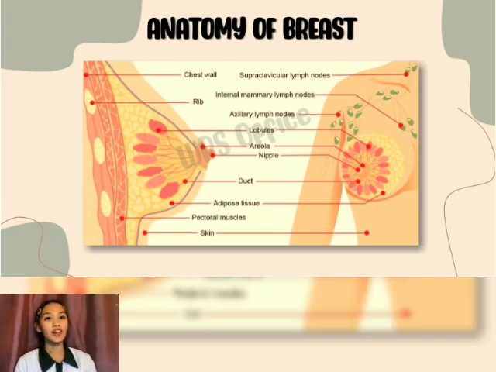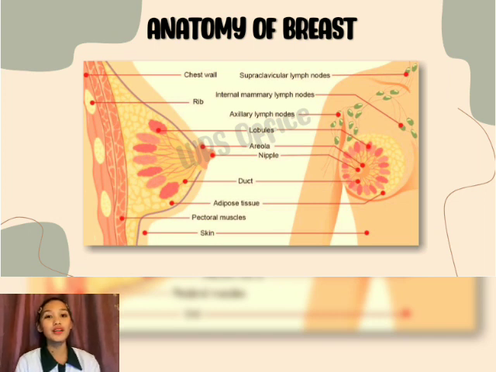As you can see on this figure, these are the components or parts of the anatomy of the breast. So let's discuss them one by one. Let's start with the chest wall. The chest wall is the bony structure that provides support and protection to the breast. Number 2, ribs. Ribs are curved bones that form the framework of the chest wall, offering structural support and protection to the internal organs, including the breast.